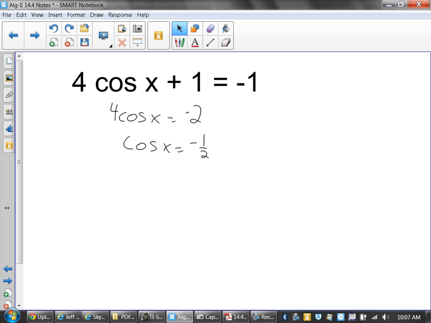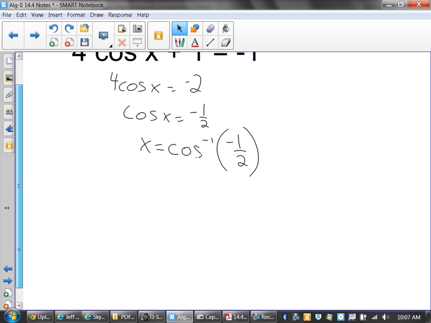And then lastly, we take the inverse of cosine. So what angle has a cosine that is negative 1/2? You're already a step ahead of me about the 60 degrees. Okay. So we know that it's going to be at 60 degrees when we draw our triangle.